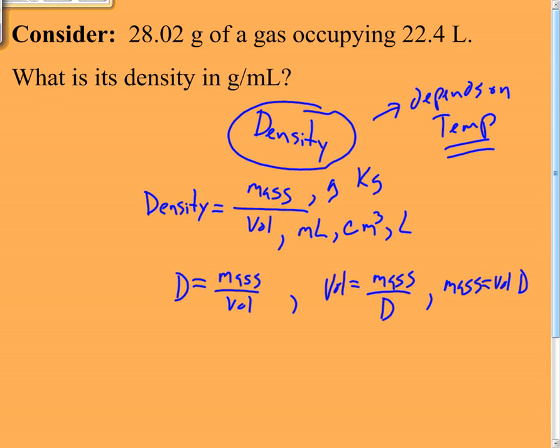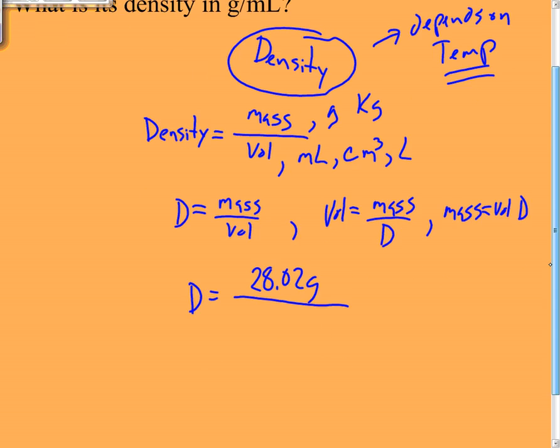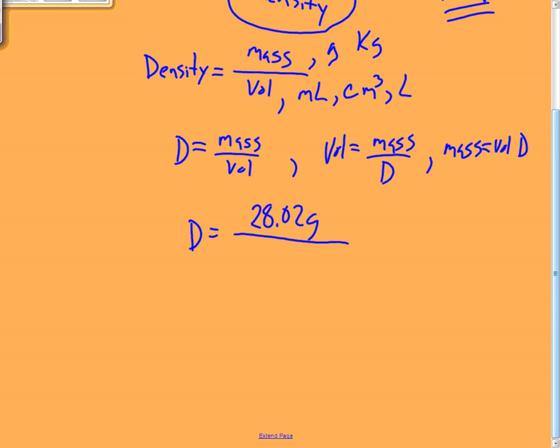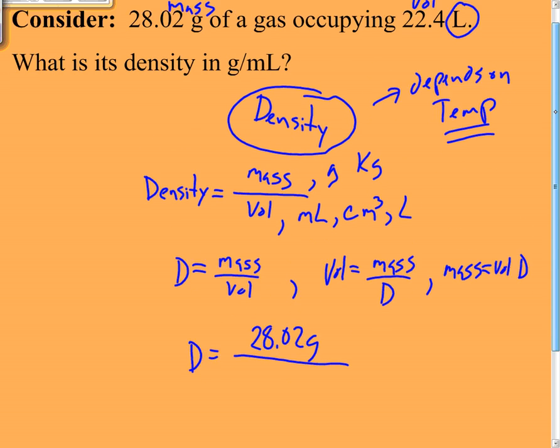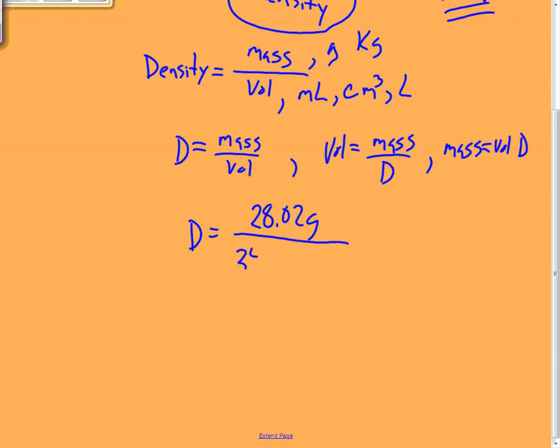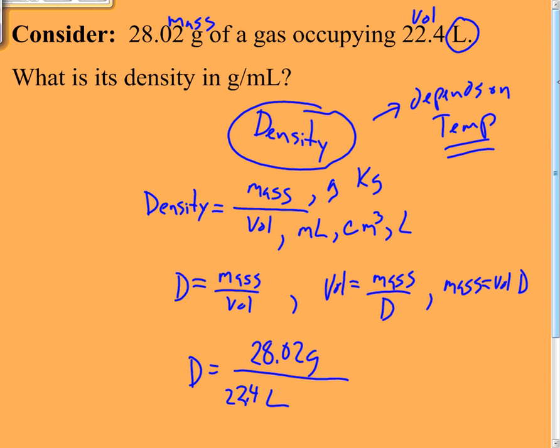So what was the question here? I have 28.02 grams. This is mass, right? And it occupies 22.4 liters. That means it is what? Volume. So density equals mass divided by volume. What did we say the volume was? The volume was 22.4 liters.